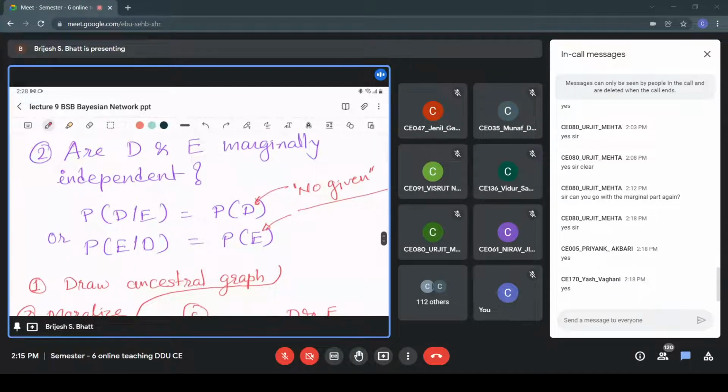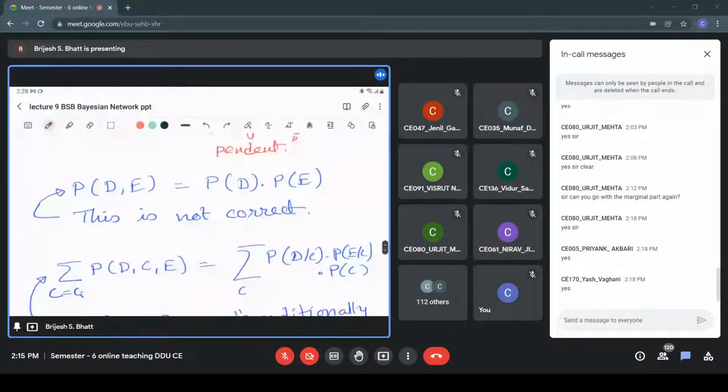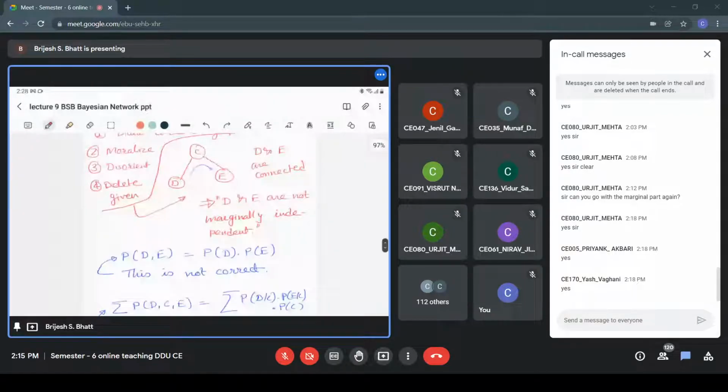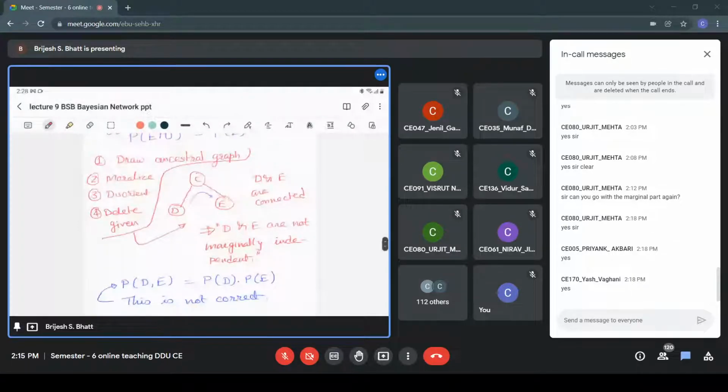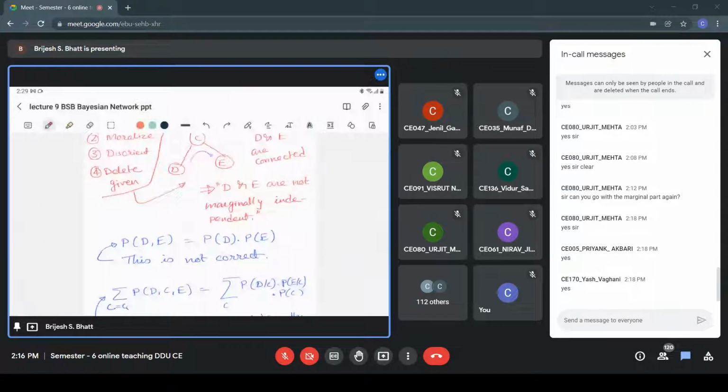So we talked about marginal independence. Now let's talk about D and E. If you see, I have given this formulation here. You cannot write probability of DE as probability of D and E, because they are not marginally independent. Had they been marginally independent, then yes. But you can write something like this: probability of D, C, and E, that is probability of D given C into E given C into probability of C, over all outcomes of C, because C is marginalized. And that's why we say that we marginalize a variable. Right? The context was marginal independence, and that's why the word marginalized was used there.